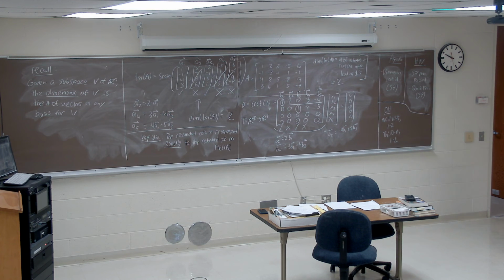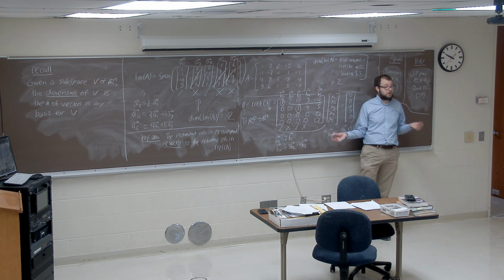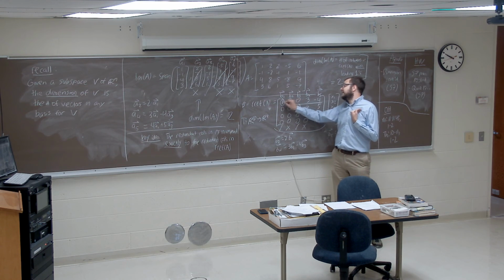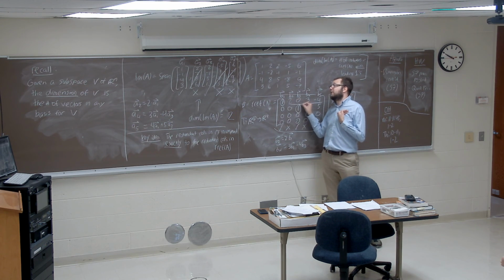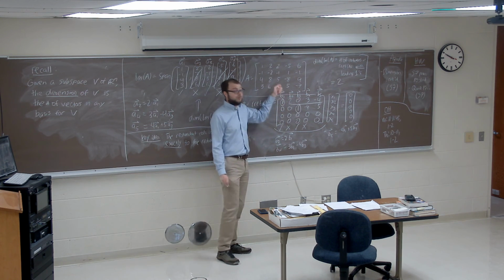So the moral of the story is, if you want to find a basis for the image of your linear transformation, or you want to find the dimension of your image, it can still be helpful to find the reduced row echelon form of your matrix A, because knowing what columns are redundant in your reduced row echelon form will tell you which columns are redundant in your original matrix.